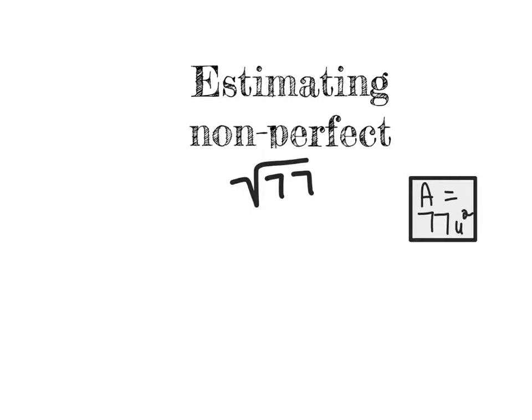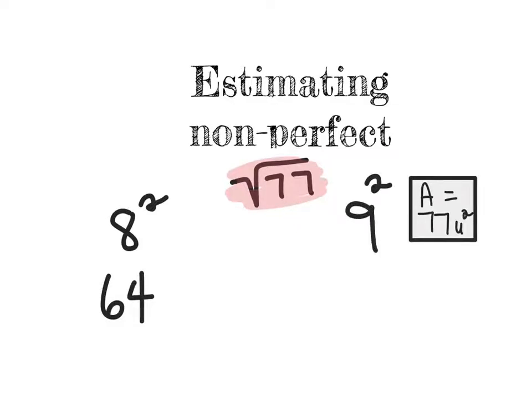So another tool that you could use are the perfect squares that are on either side of 77. For example, 8 squared is equivalent to 64. And so the square root of 64 is 8. But we're looking for an estimation for the square root of 77. So it's going to be a little bit bigger than 8. Let's try 9. 9 squared has a value of 81. The square root of 81 is 9. But we're looking for the square root of 77.